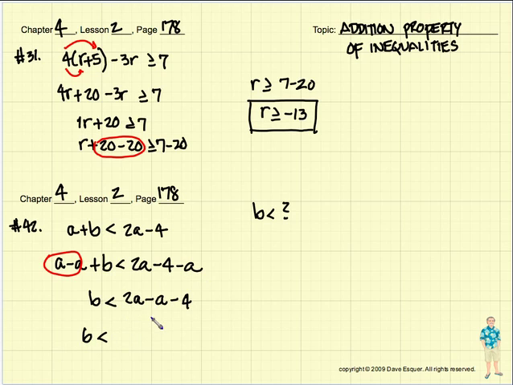So b turns out to be 2a take away 1a, if that's going to help us. Put that 1 in here if we need it. So 2a take away 1a is just 1a minus 4. So our answer for b, what is b? b turns out to be less than a minus 4. Our solution. Nice and simple. Addition of inequalities, exactly the same as just plain old equalities.